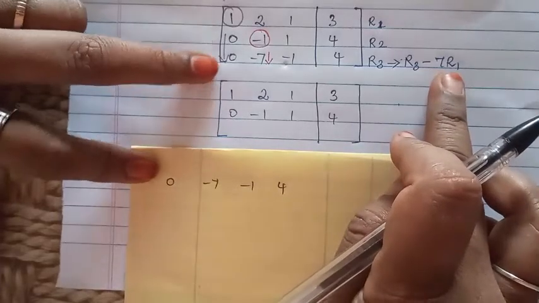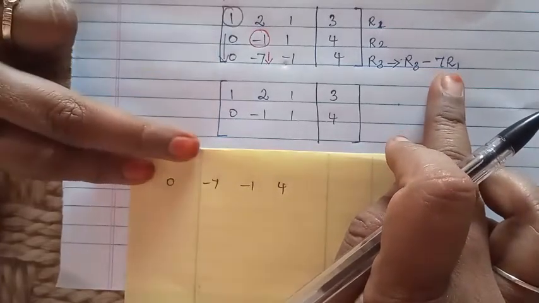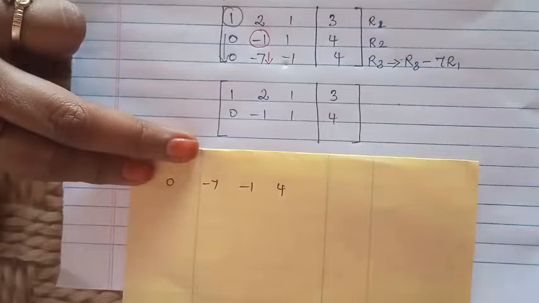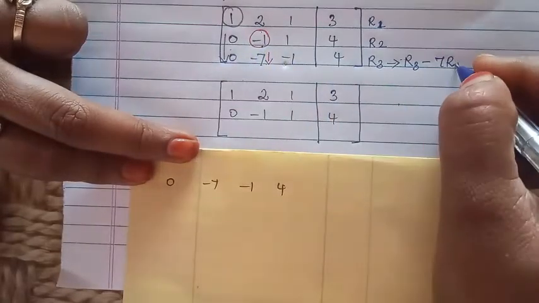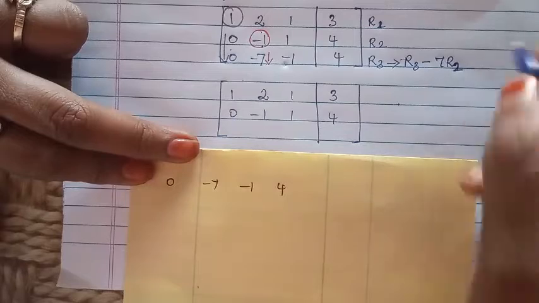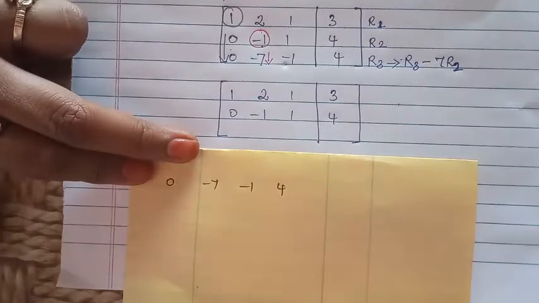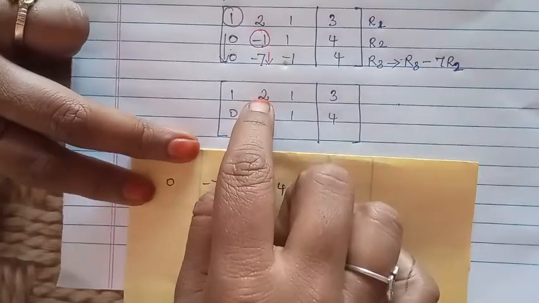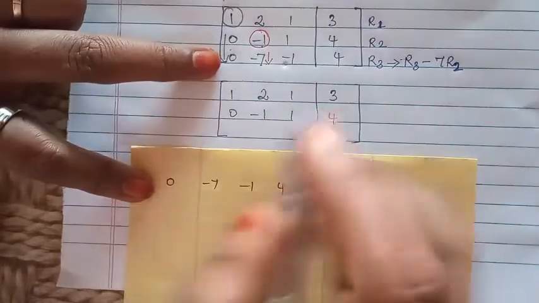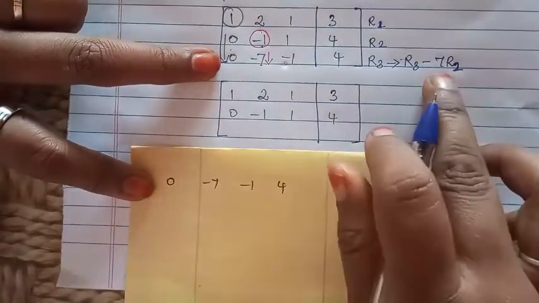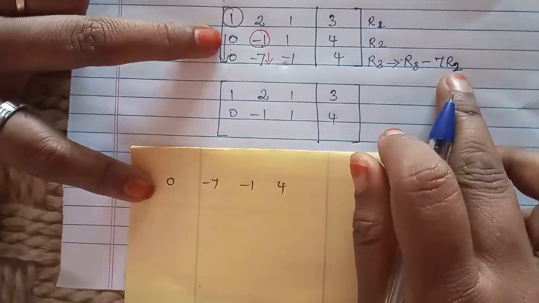7 times R1. So, sorry, here you have to reduce with respect to the second row only. So it is row 2 here. It's not R1, it is R2. So whenever you reduce the elements below, reduce it with respect to the diagonal element. R3 is written here. 7 times R2, so it is row 2 here.